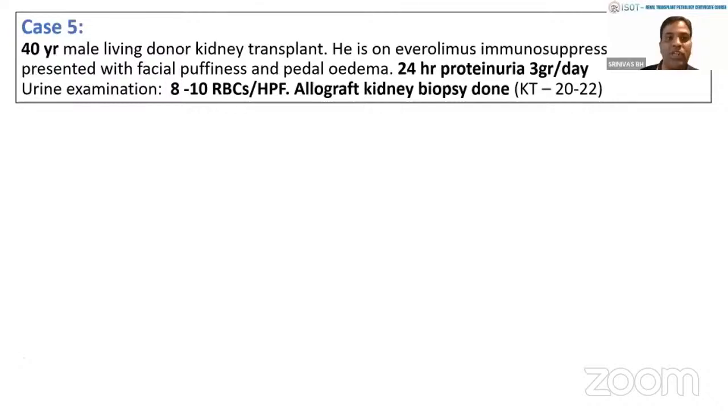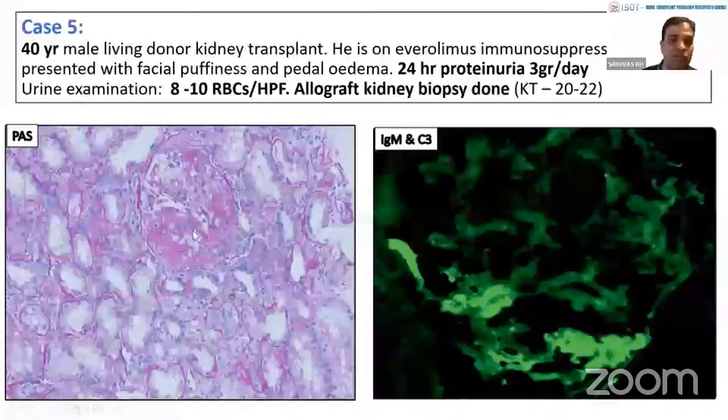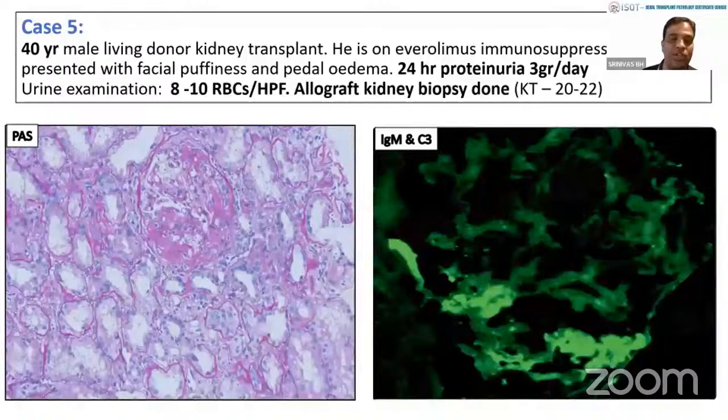So this is one of our cases. This is a 40-year-old male living donor kidney transplant recipient, on immunosuppression. He presented with facial puffiness and pedal edema, with 24-hour proteinuria of 3 grams per day. Urine examination showed 8 to 10 RBCs per high power field, and allograft kidney biopsy was done. In this biopsy, on examining the glomeruli, it is showing focal segmental glomerular sclerosis, NOS subtype. Immunofluorescence shows only non-specific positivity for IgM and C3. C4d and viral markers are all negative. So this is a case of focal segmental glomerular sclerosis causing post-transplant proteinuria, mainly secondary to the mTOR inhibitors.